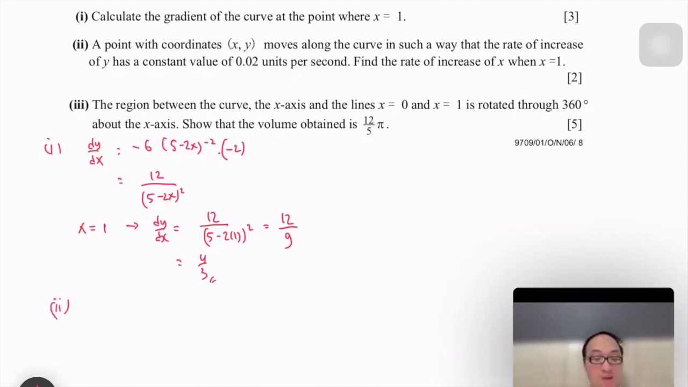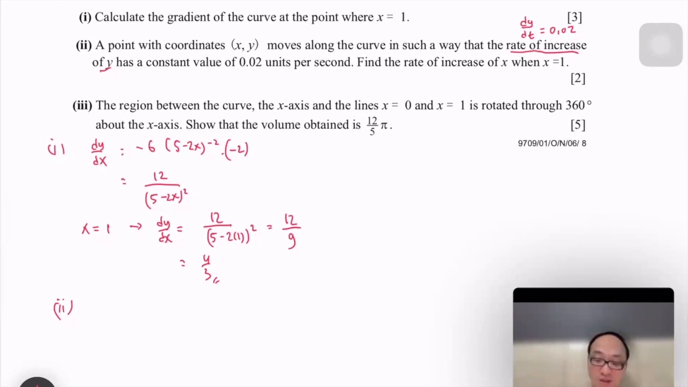A point with coordinates (x, y) moves along the curve in such a way that the rate of increase of y, so we meet again the rate of change, so this will be dy/dt, has a constant value of 0.02. Find the rate of increase of x when x equals 1. So we are looking for dx/dt. Using the chain rule, dx/dt is dx/dy times dy/dt.